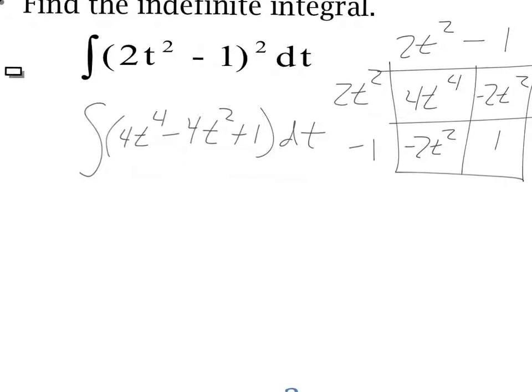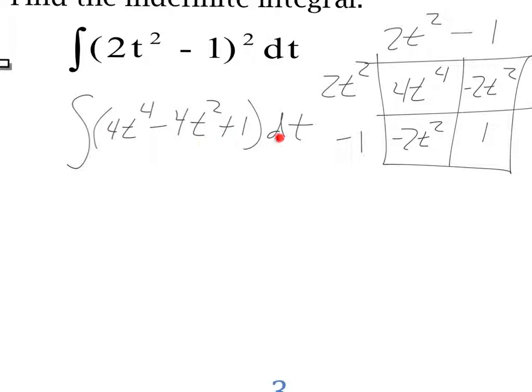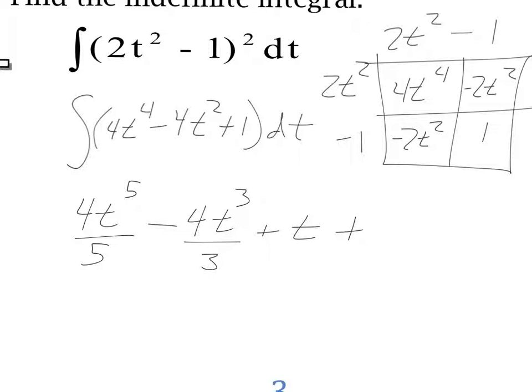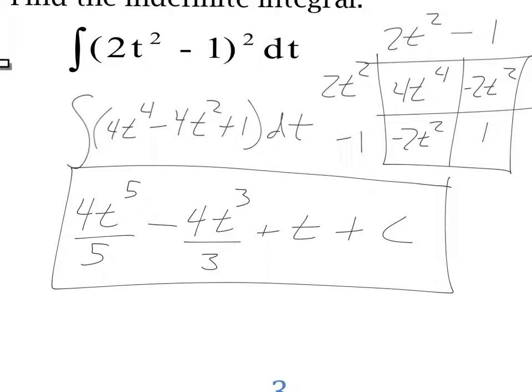Okay, not so bad. Let's go ahead and do the antiderivative of this. Well, we got 4t now to the 5th divided by 5, minus 4t to the 3rd now divided by 3, plus 1 would just become a t, and then of course plus some constant C. Okay, so it's really not that bad. Work our way through these things pretty easily.